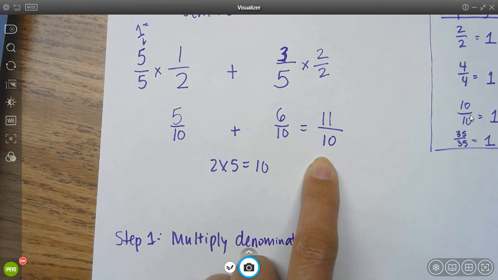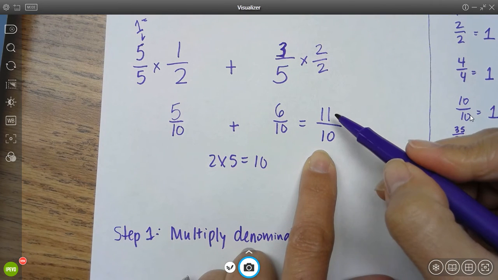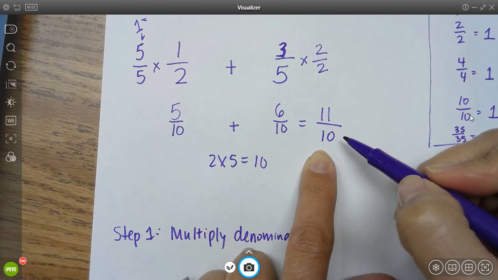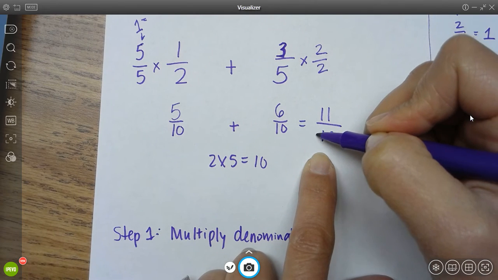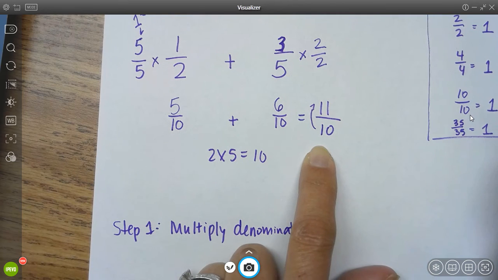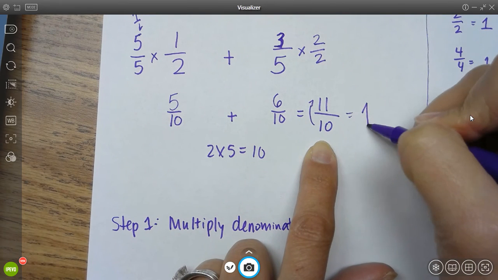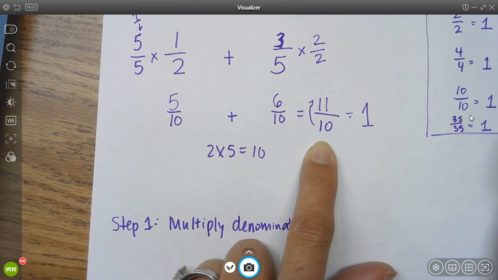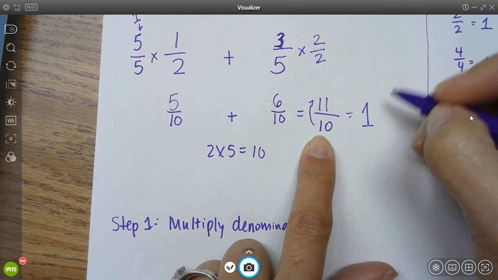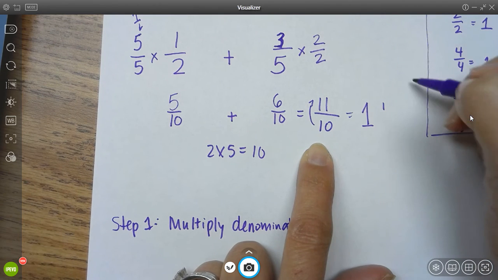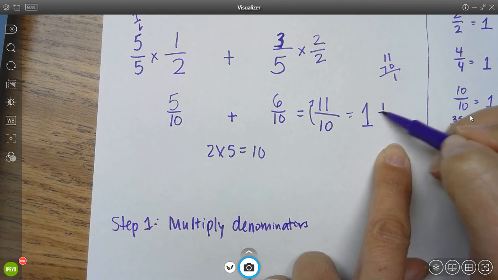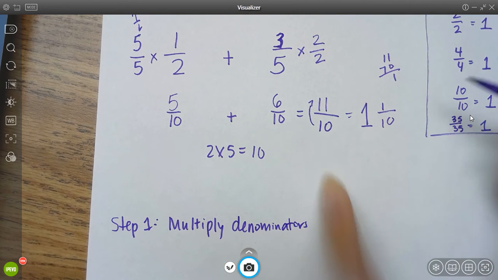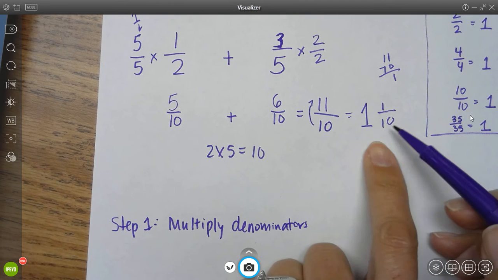Now I need to reduce this because this is an improper fraction. The numerator is larger than the denominator. So I need to divide 10 into the 11. 10 goes into 11 one whole time. What is remaining? 1, right? 11 minus 10 is 1. So 1 is remaining out of the tenths. Okay, so final answer is 1 and 1/10.